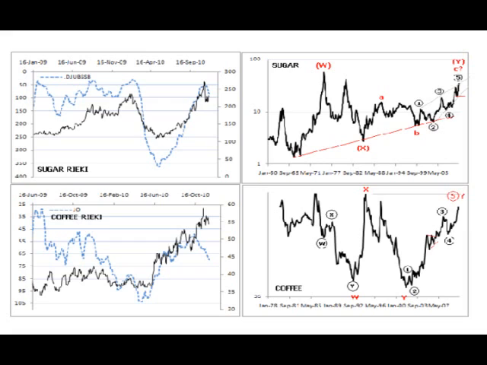And then the lower one is coffee, where I've drawn the five wave structure on coffee, and I've shown how the performance cycles, the blue ones, are falling.